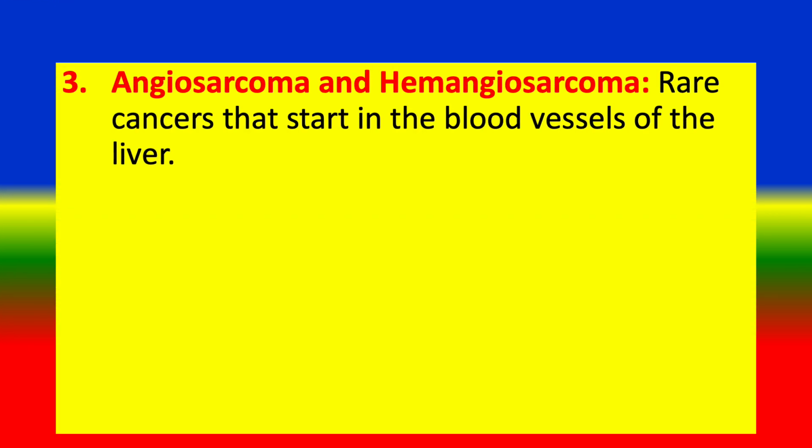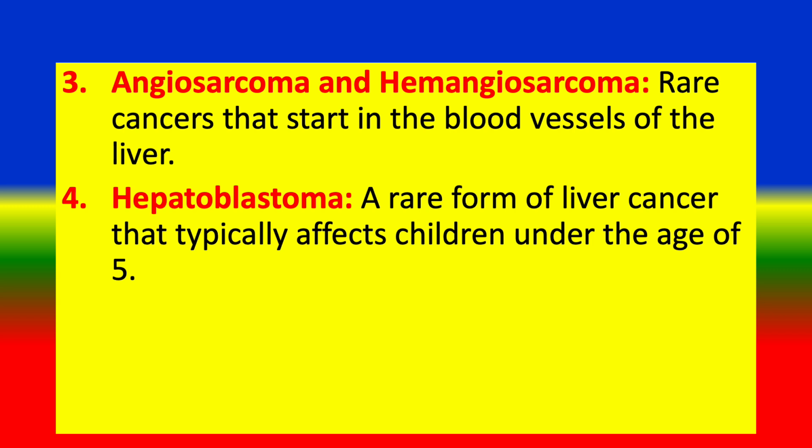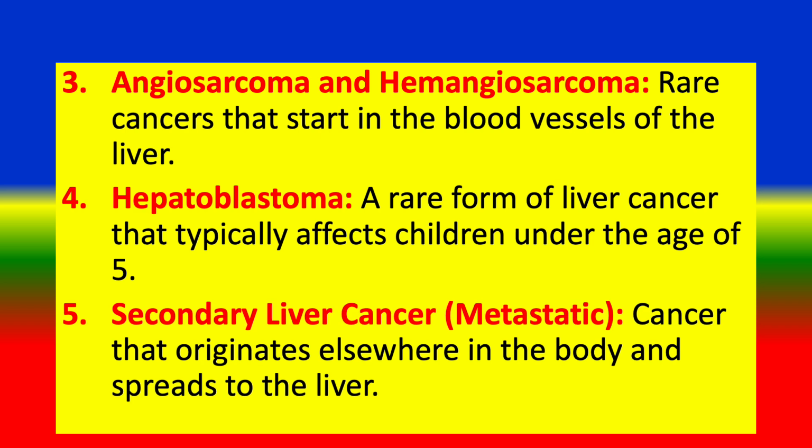3. Angiosarcoma and hemangiosarcoma, rare cancers that start in the blood vessels of the liver. 4. Hepatoblastoma, a rare form of liver cancer that typically affects children under the age of 5. 5. Secondary liver cancer, metastatic, cancer that originates elsewhere in the body and spreads to the liver.